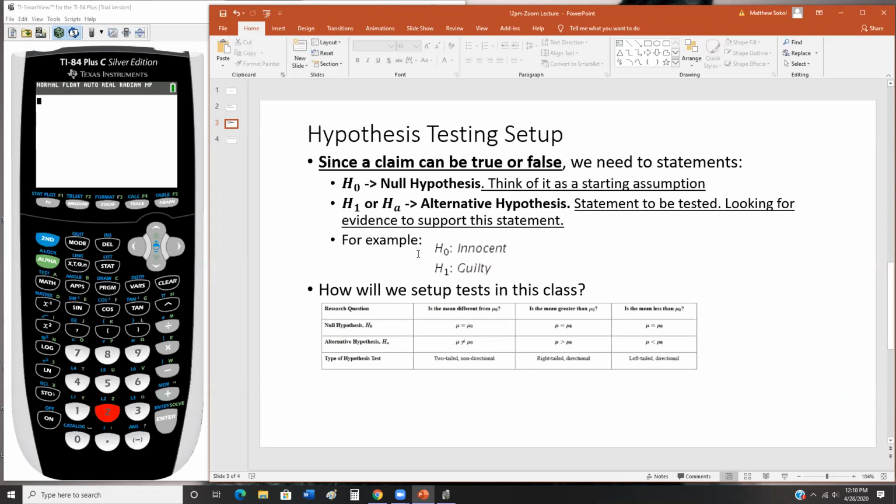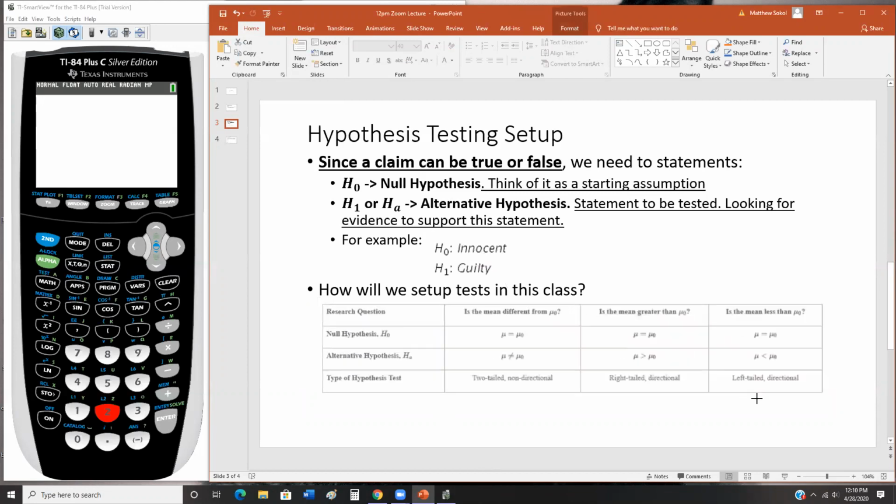All right, so we're not going to write hypothesis testing statements like this in our class. We're going to have to put numbers and notation to it. So in our statistics course, hypothesis tests will always be set up three ways. It can either be what's called a two-tailed test, a right-tailed test, or a left-tailed test. Your null hypothesis, and this will make more sense when we get into our first example, is always going to be a statement of equality.